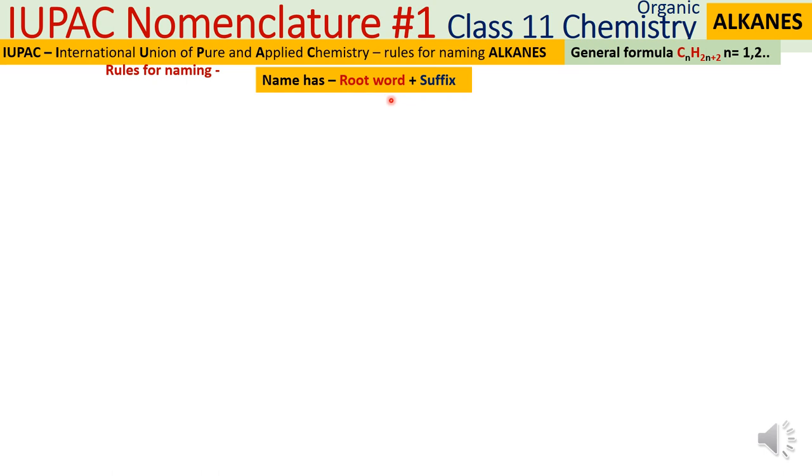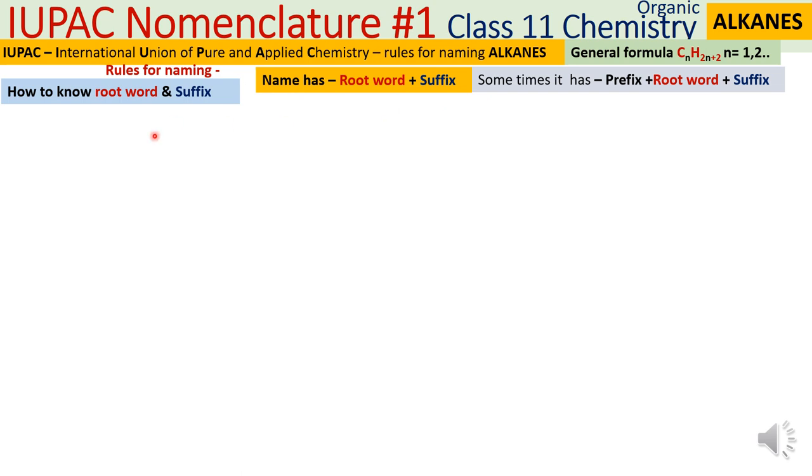So, the name will have two words, mainly root word plus suffix. In some cases, along with the root word and suffix, there will be prefixes. What are the prefixes? Let us see that. So, in general, the name will have two components, root word and suffix. In some cases, there will be a prefix to this root word and suffix, right? Say, for example, if I take Narayana Gowda, he could be Patel Narayana Gowda. Patel is the prefix.